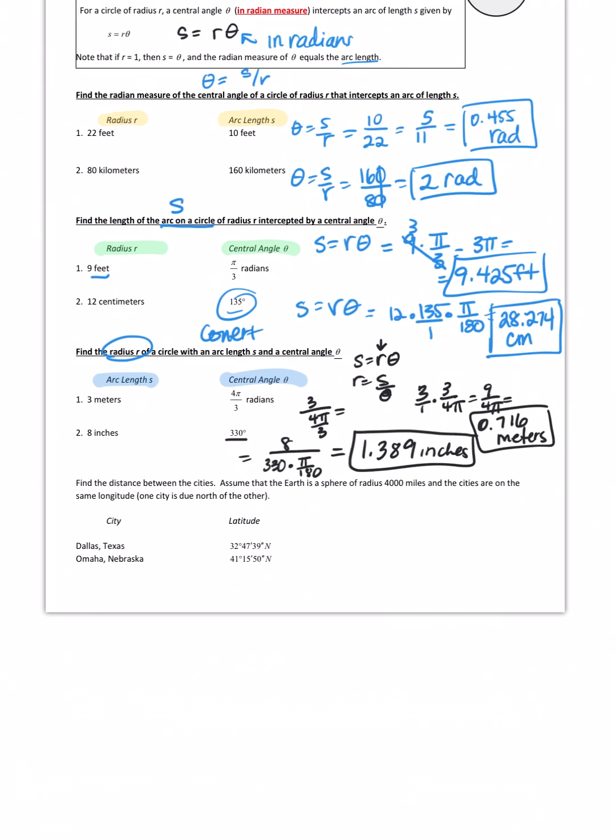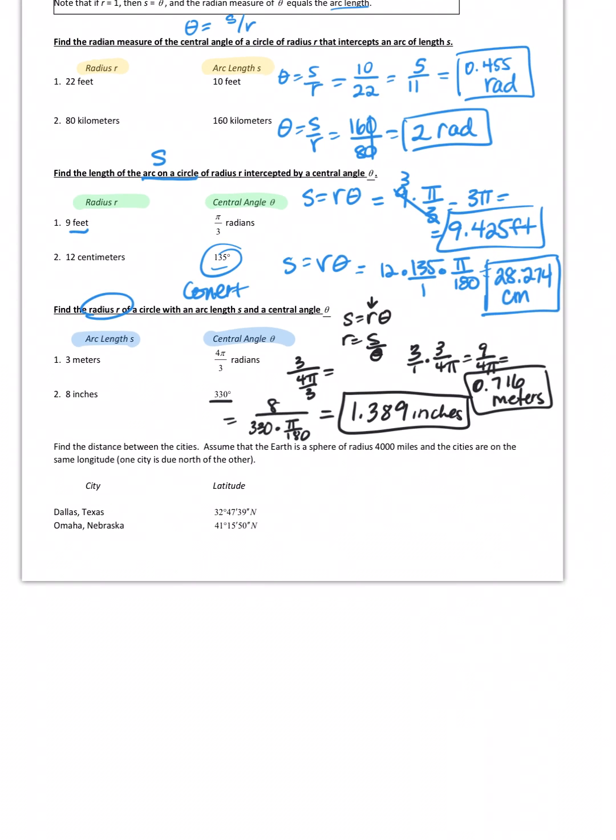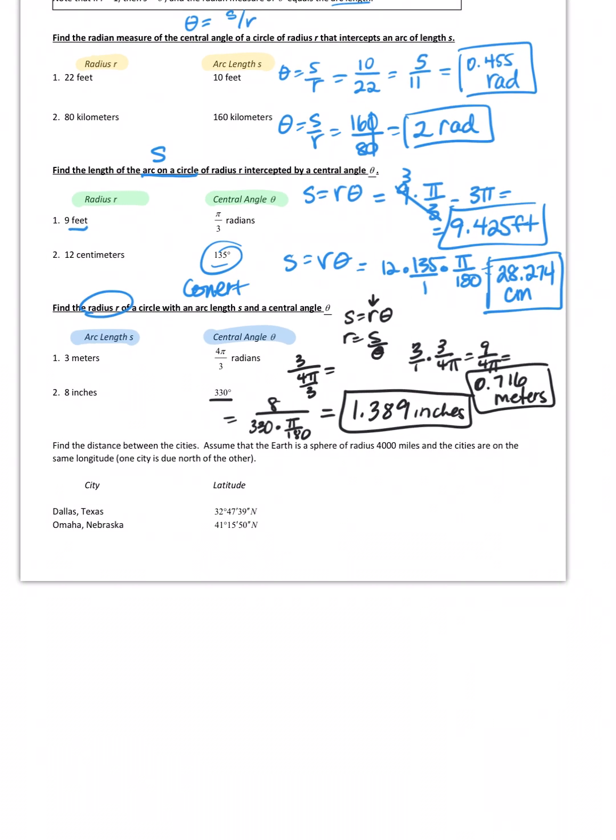Okay, so let's look at that last type of question here. Find the distance between the cities. Assume that the Earth is a sphere of radius 4,000 miles, and the cities are on the same longitude. One city is due north of the other. Okay, so Dallas and Omaha are like directly up 35 from each other, so that makes sense if they're due north, right? So what are we doing here?